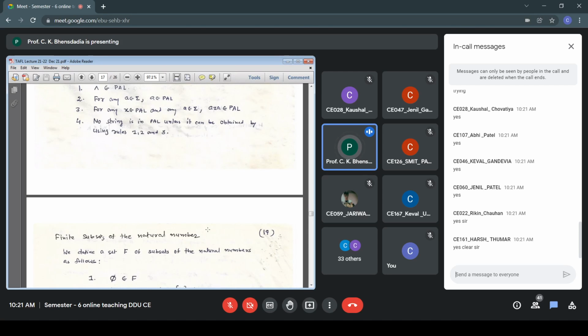How do we expand F? We have started by putting phi in F. First element that we have put in F is phi. Think about that. How do we expand F?